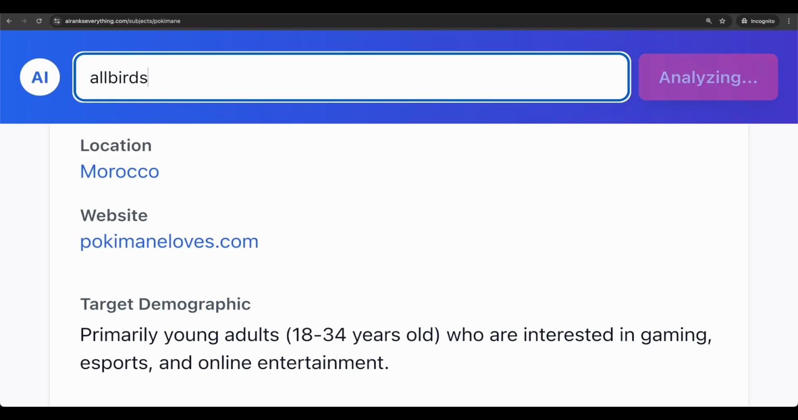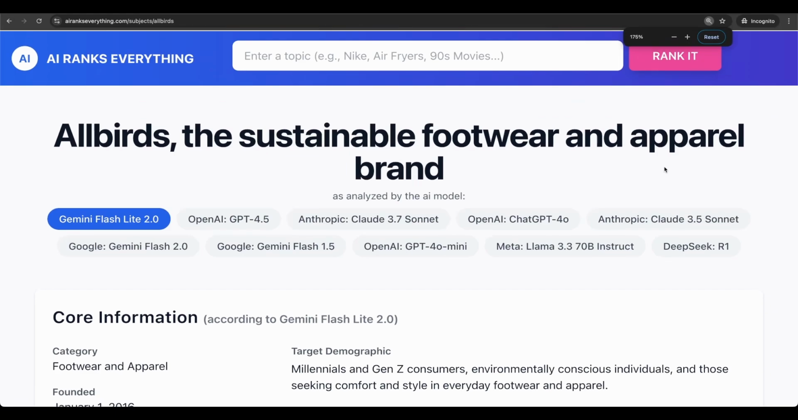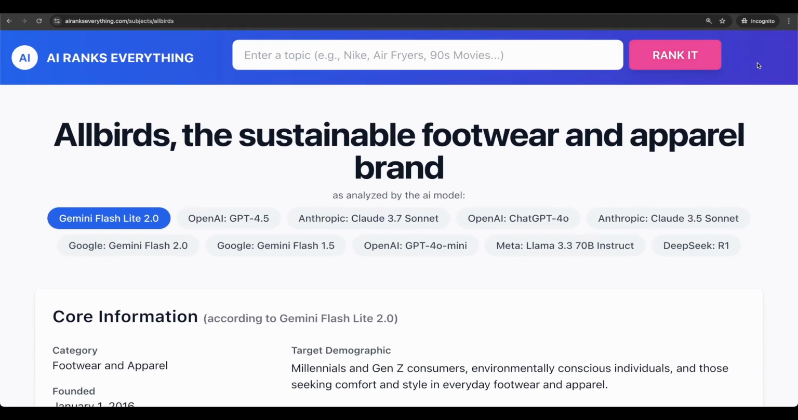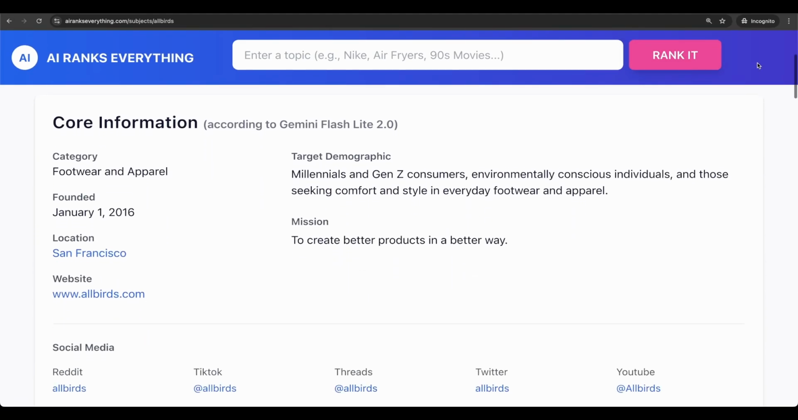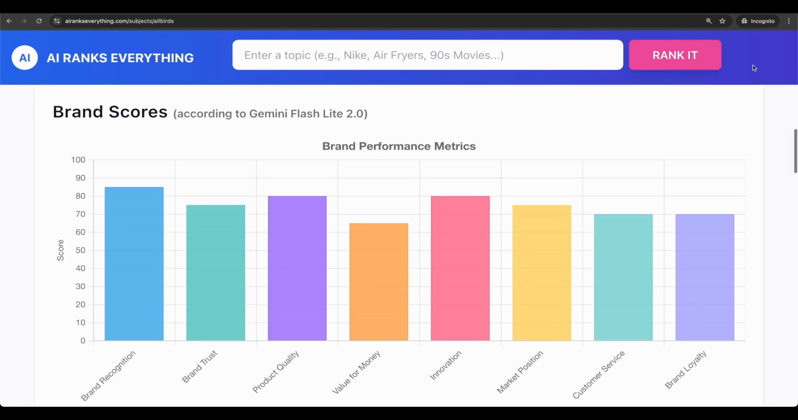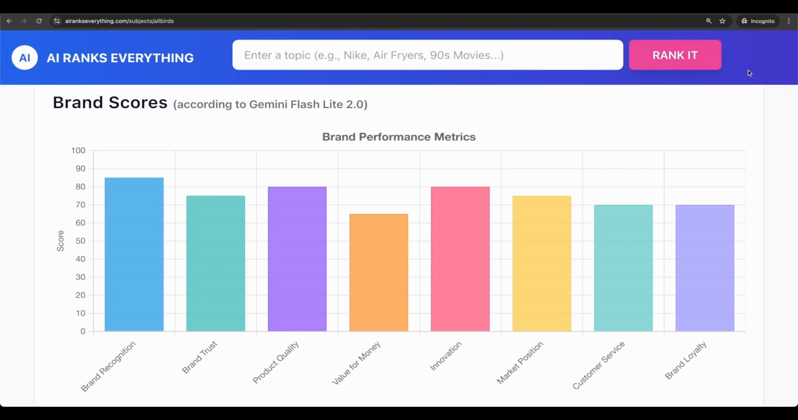Let's take a look at a basic example. Here, for example, is Allbirds, the clothing and apparel brand. We get basic information like where the model thinks it's located, what the model thinks are its websites and socials. But beyond that, it gives us its subjective opinion of the brand. For example, is the brand trustworthy or innovative? Is it growing or stagnating?